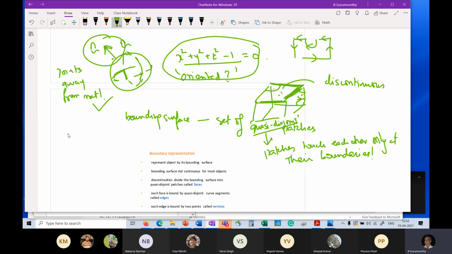So my representation of a solid is no longer one bounding surface, but a set of what we now call faces. Right? The bounding surface is discontinuous, and the discontinuities divide the bounding surface into quasi-disjoint patches called faces. So each of them is a face here: 1, 2, 3, 4, 5, 6.